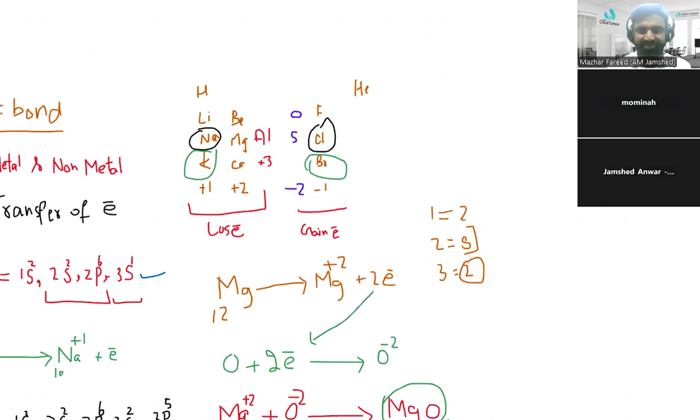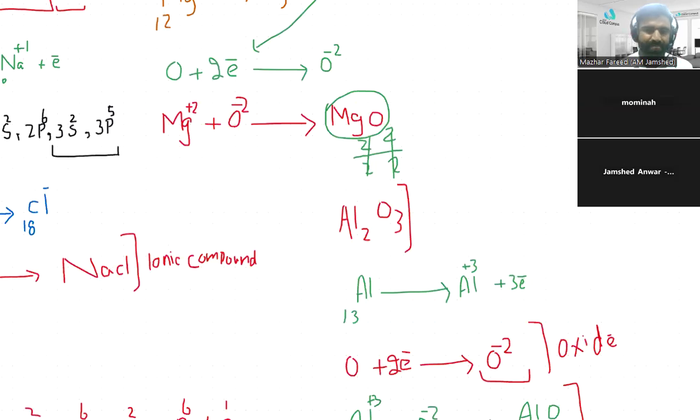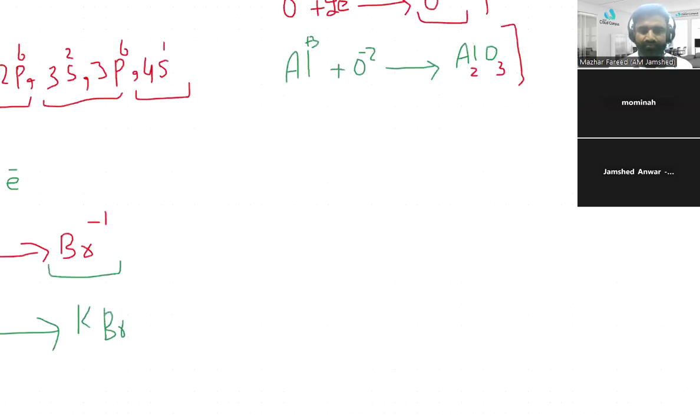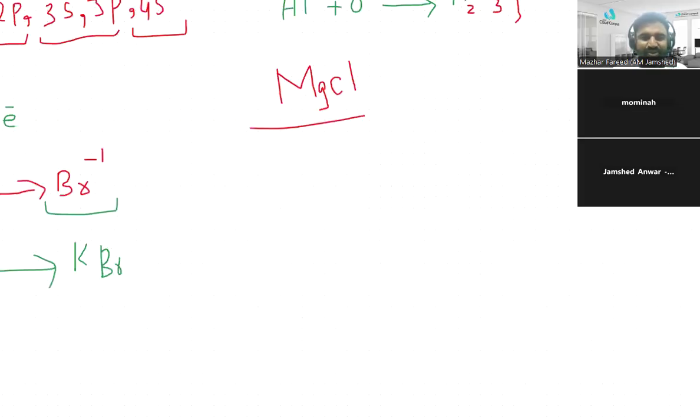Magnesium chloride. Okay? Magnesium is present in the second group, and chlorine is present in the halogen family, group 7. So now we will check how magnesium chloride is formed. Magnesium is present in the second group, so it has the ability to lose electrons. It loses 2 electrons to become stable.